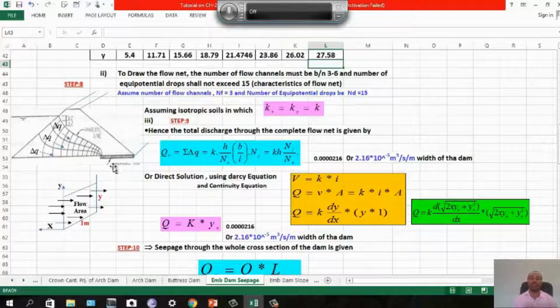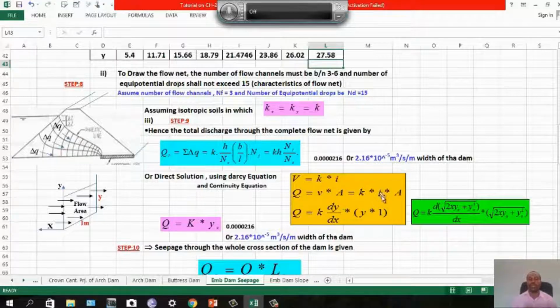This is for 1 meter width of the dam, which means like this. So this is 1 meter width. You have the y depths, then you substitute with a simple multiplication. A direct solution using the Darcy equation and the continuity equation can also calculate seepage discharge. Velocity through porous media is equal to K times i, hydraulic conductivity times hydraulic gradient. Q is equal to velocity times area, which is KiA.